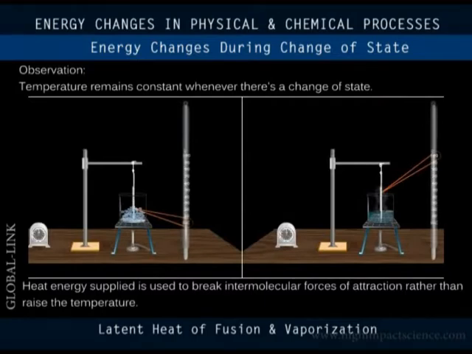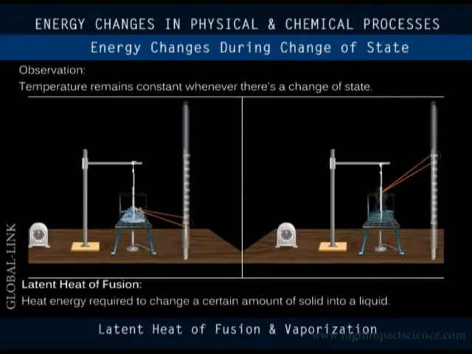The amount of heat energy required to change a certain amount of solid into a liquid is called latent heat of fusion. If the amount of the solid is equal to 1 mole, then it is called the molar heat of fusion. The amount of heat energy required to change a given amount of liquid to a gas at constant temperature is called the latent heat of vaporization. If it's 1 mole of a liquid, then it's called the molar heat of vaporization.